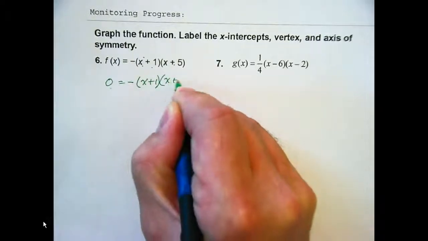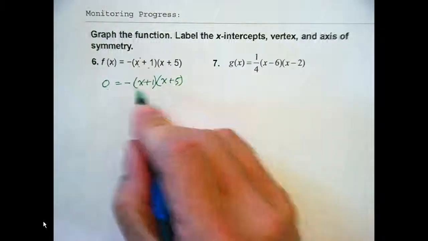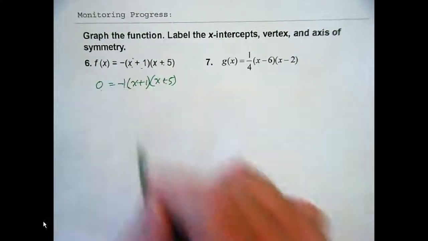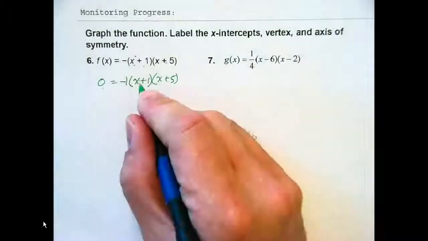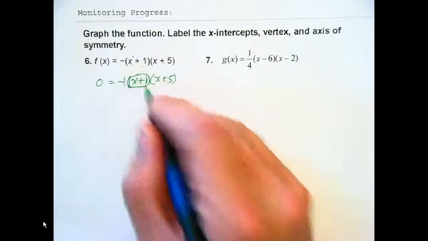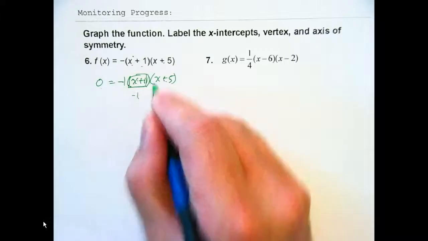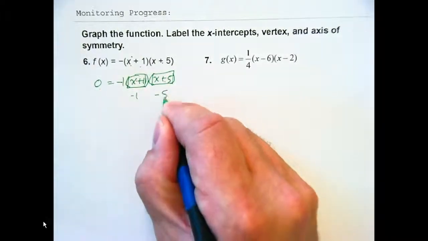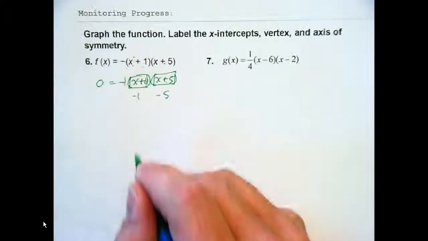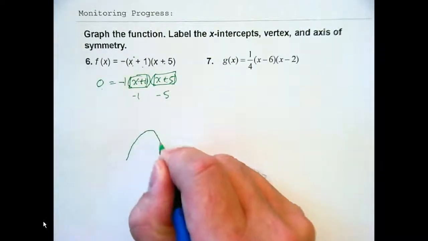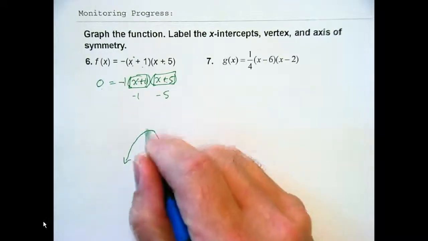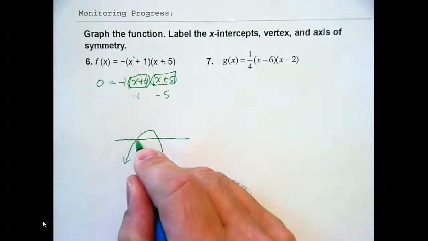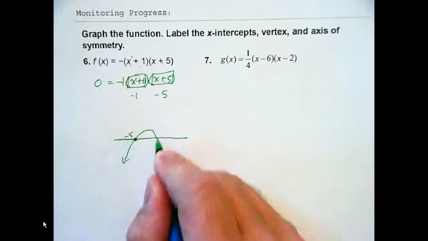So if I'm multiplying two things together to make 0, one of these two things has to be 0. We're not going to worry about the negative 1 out there. Okay, so what makes this 0? Negative 1. Okay, what makes this 0? Negative 5. That means my parabola, when I graph it, which we know opens downward, is going to cross the x-axis at negative 5 and negative 1.